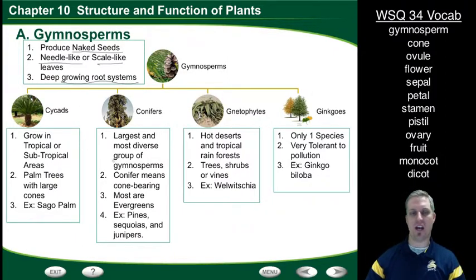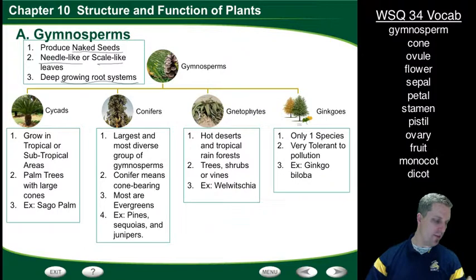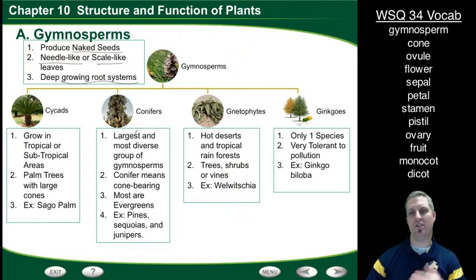Now I have in this diagram here four different groups. There are four different subdivisions of gymnosperms. We have cycads, we have conifers, we have gnetophytes, and we have ginkgos. So cycads, conifers, gnetophytes, and ginkgos. And I just want to quickly talk you through what each of these are. These are the four groups.